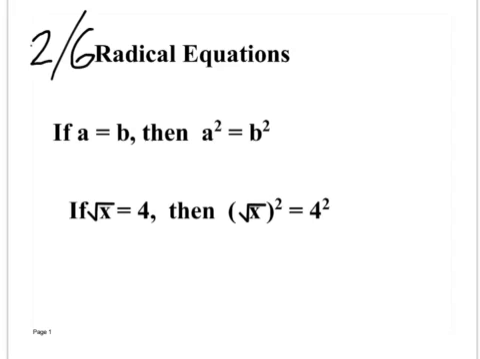What do you think happens when you square a square root? I have a square root, and I square it. They cancel each other out, because they're opposites, aren't they? So if I square the square root of x, I just get x. And so x equals 16.